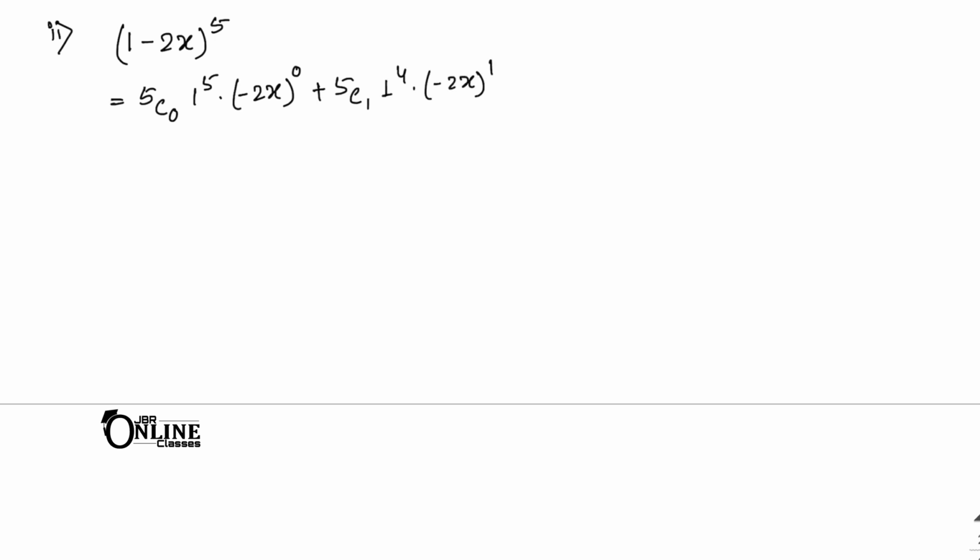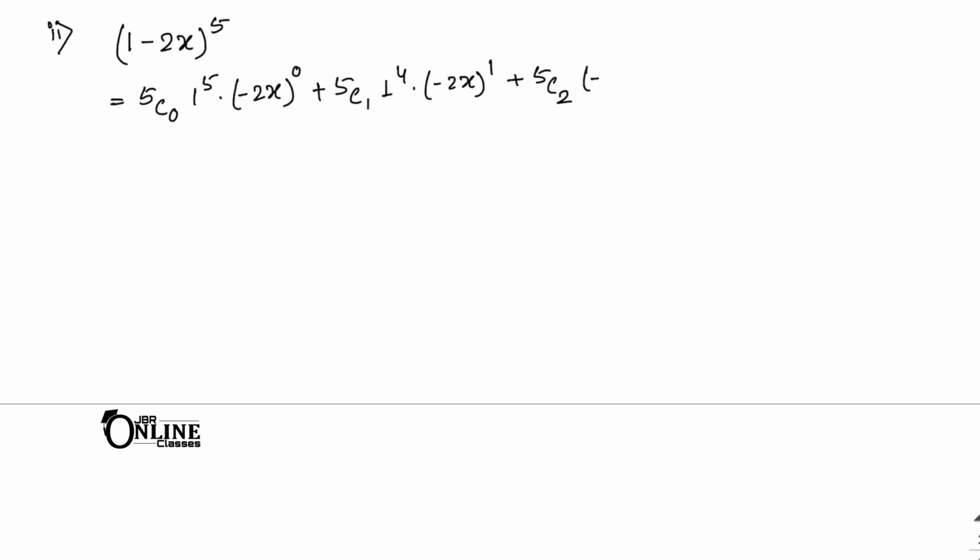Now the next one, number 2. You have (1 minus 2x) whole to the power 5. So write down in this one 5c0, then 1 to the power 5, and then (minus 2x) whole to the power 0. After that, 5c1, then 1 to the power 4, and then (minus 2x) whole to the power 1. Then 5c2, here 1 to the power 3, that means also 1.